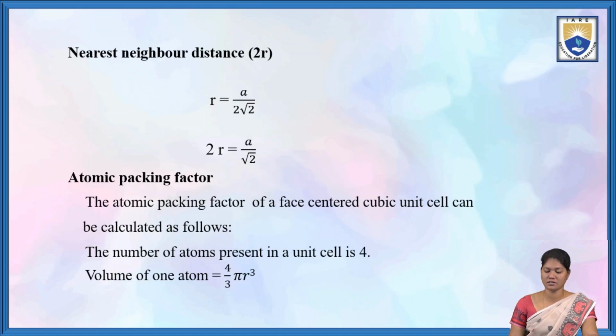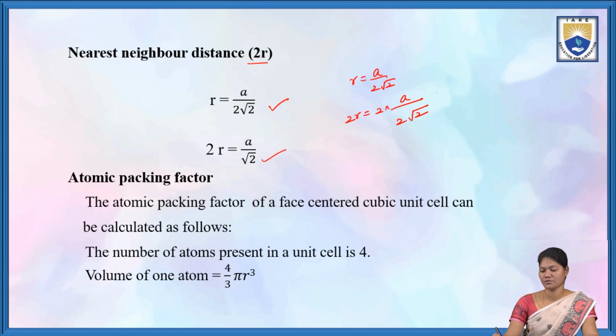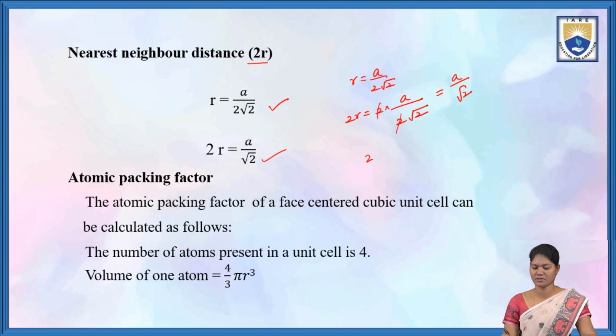Nearest neighboring distance, which is 2r. So radius r is equal to A by 2 root 2. And nearest neighboring distance 2r is equal to 2 into A by 2 root 2. So it is equal to A by root 2. So 2r, the nearest neighboring distance, is equal to A by root 2.